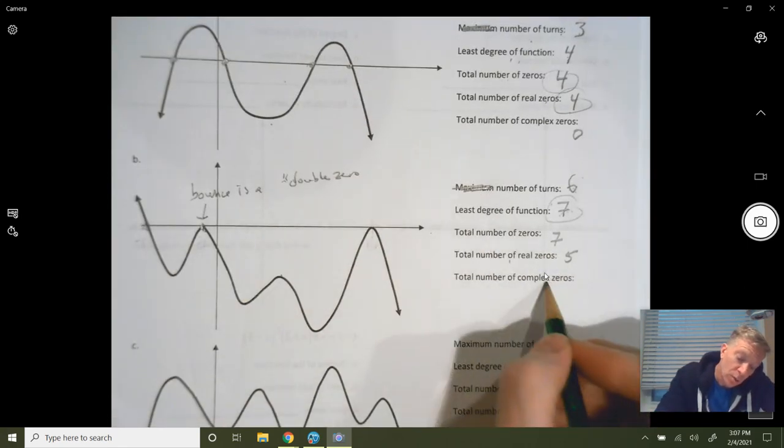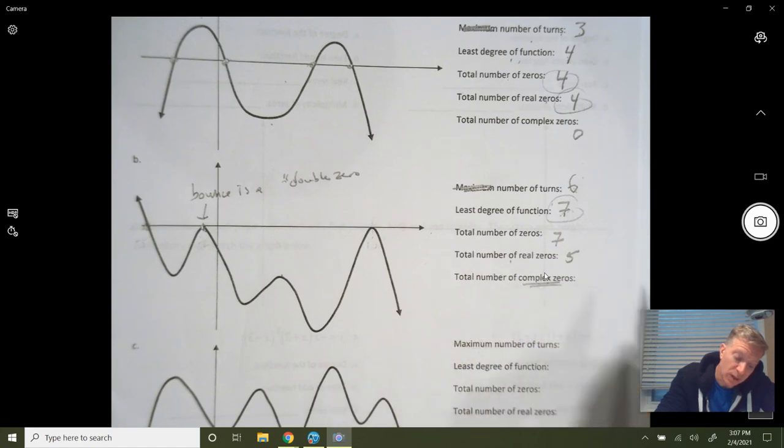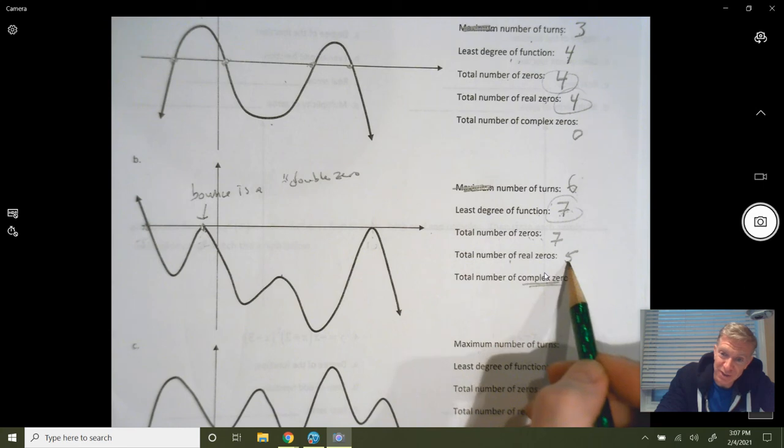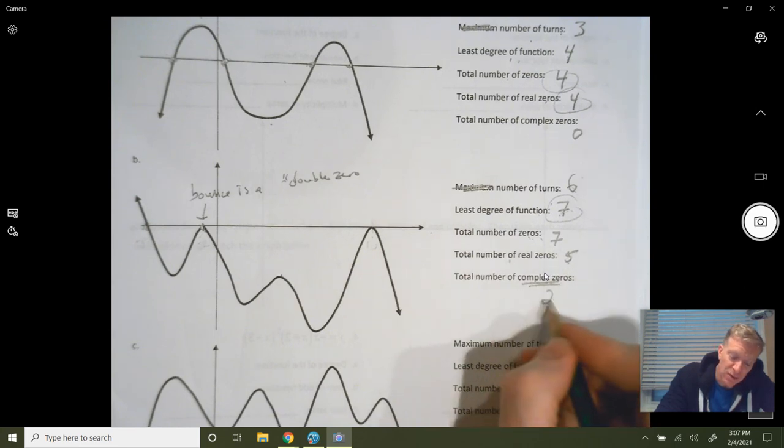Okay, total number of complex zeros. If the total number of zeros is 7, and of those 7, 5 are real, that means there's 2 left. There are 2 complex.